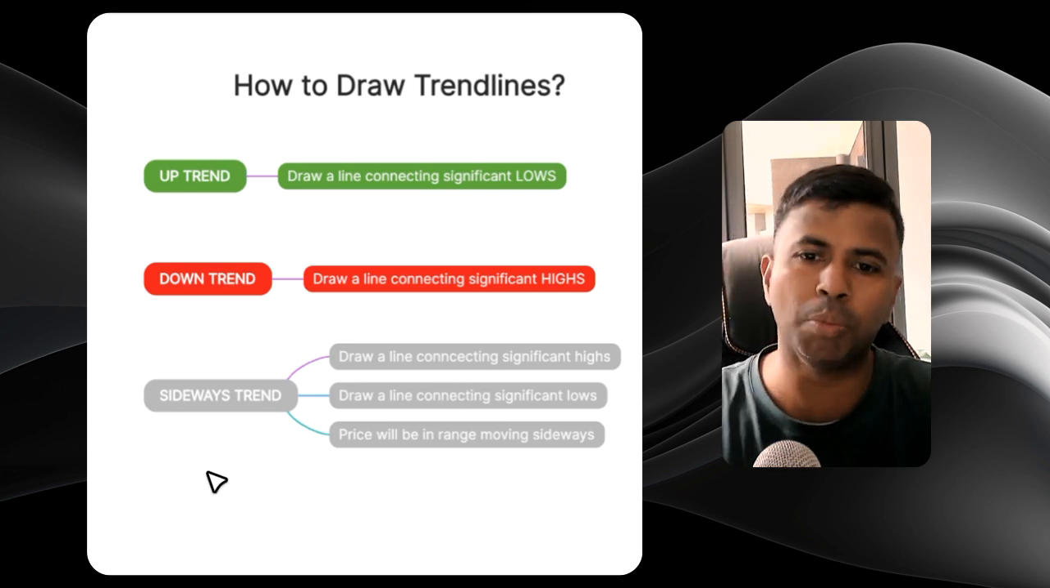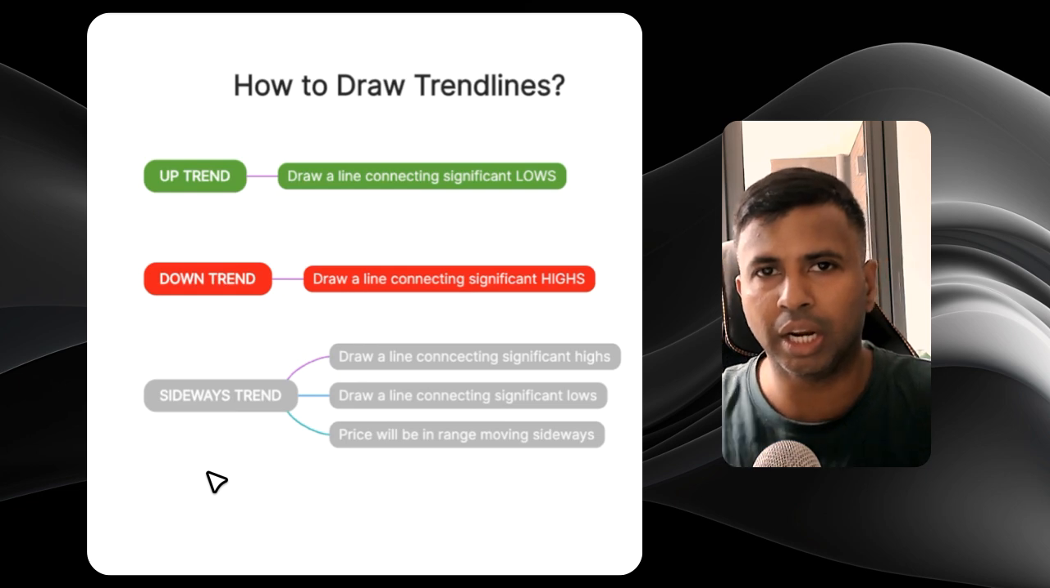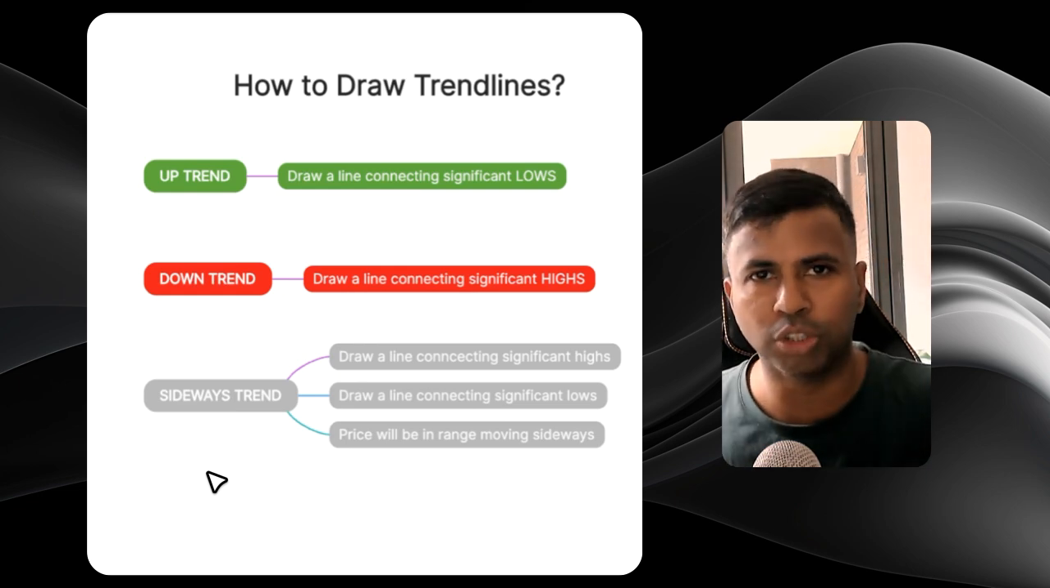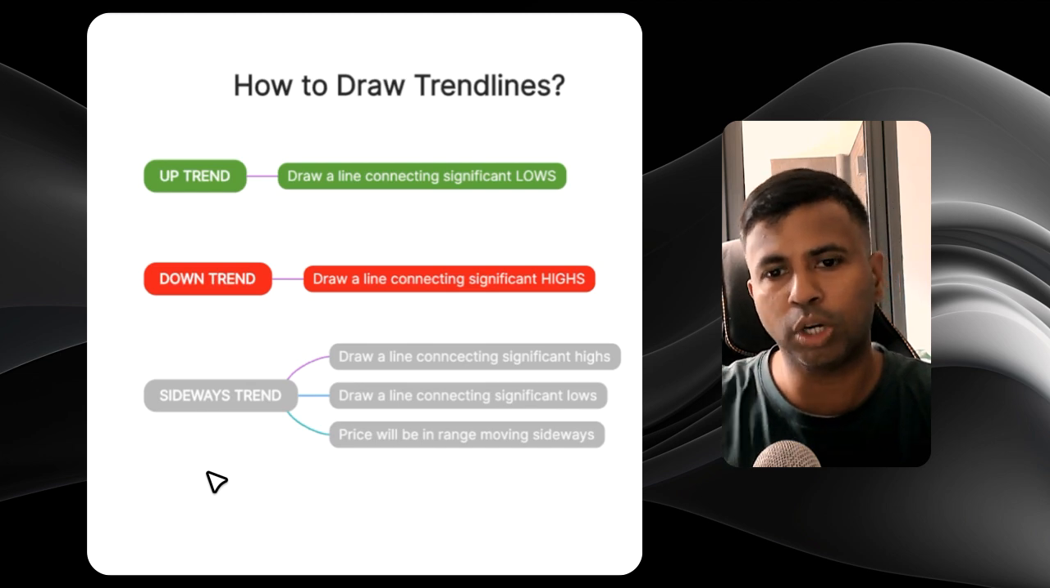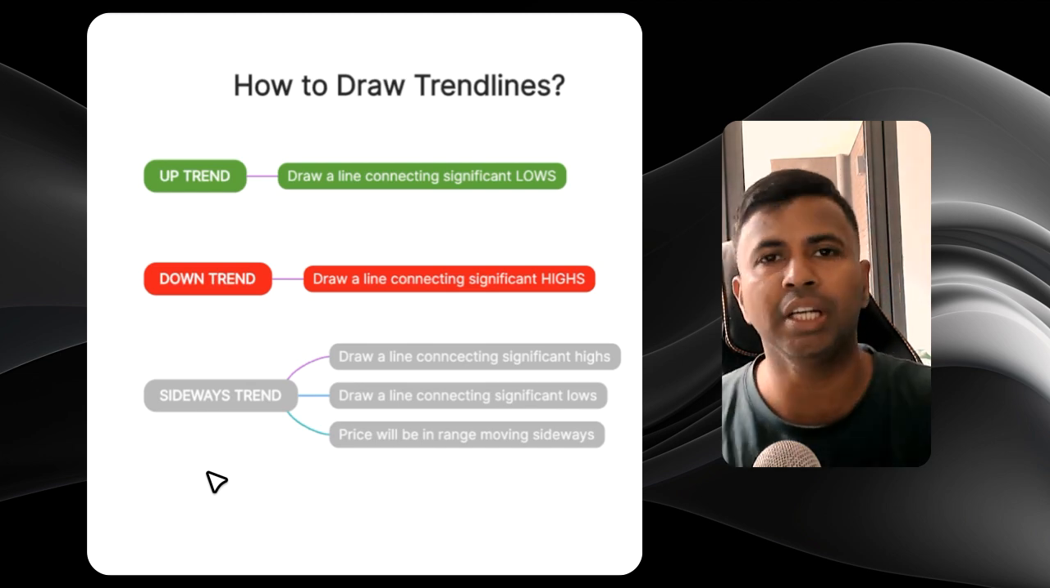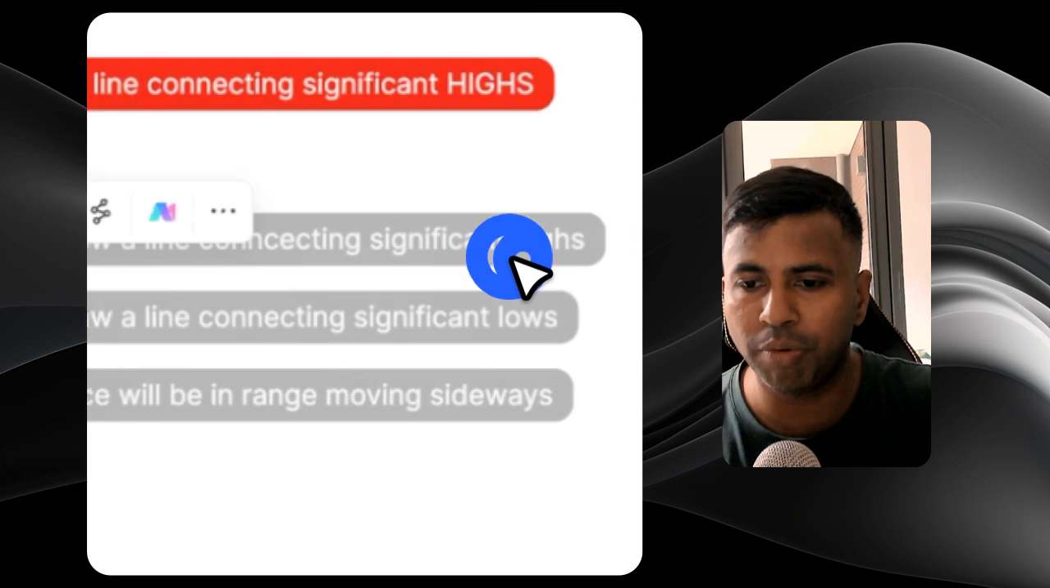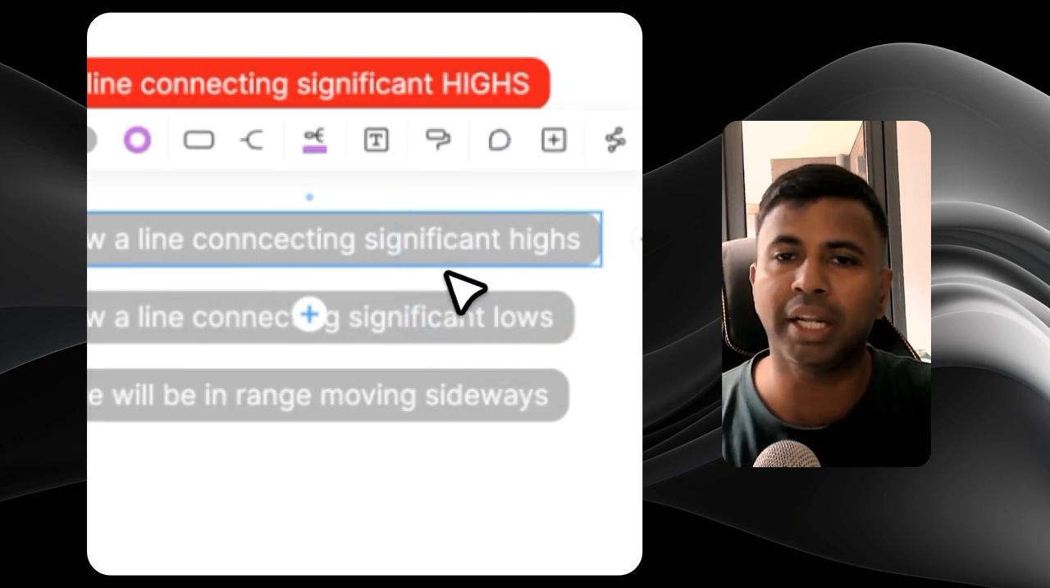When you join these two points, you get the trend line for the downward trend, and for the upward trend you will connect the significant lows, and for the downward trend you will connect the significant highs. Now for the sideways trend, you can draw a line connecting the significant high.